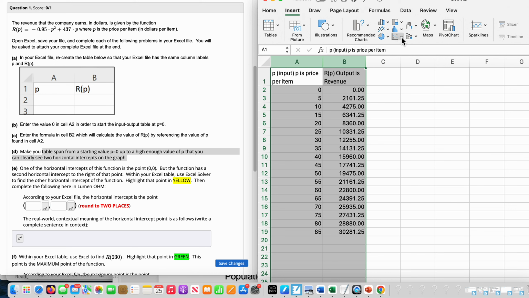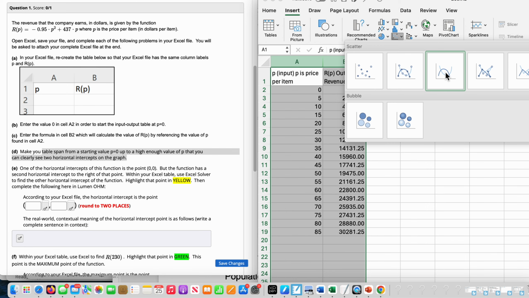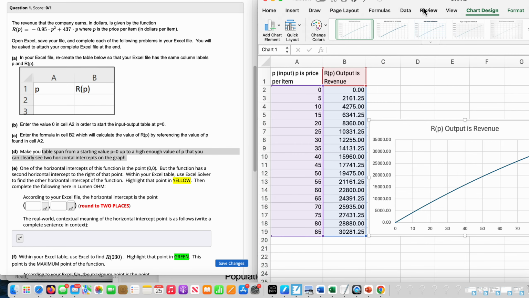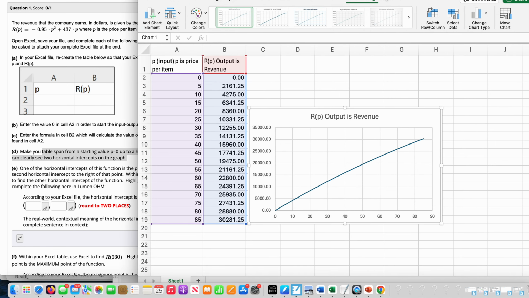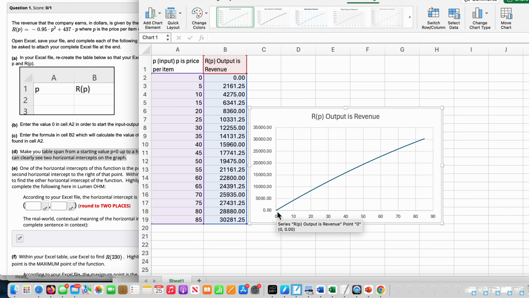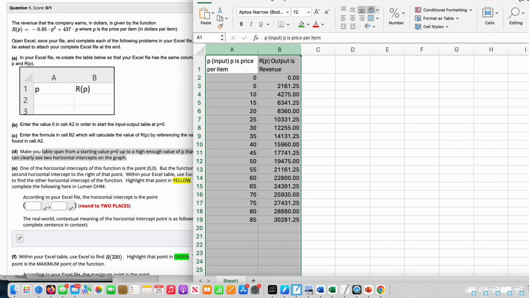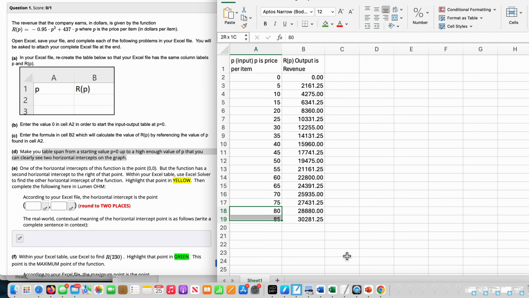I come down here. I see those scatter plots, and then I'm going to select smooth line graph. Let me move this over more. So I only see one intercept. It looks like 0, 0 is a horizontal intercept, but I don't see a second one. So I haven't spanned my table far enough. All right, so I'm going to delete that, and I'm going to make my table go further.